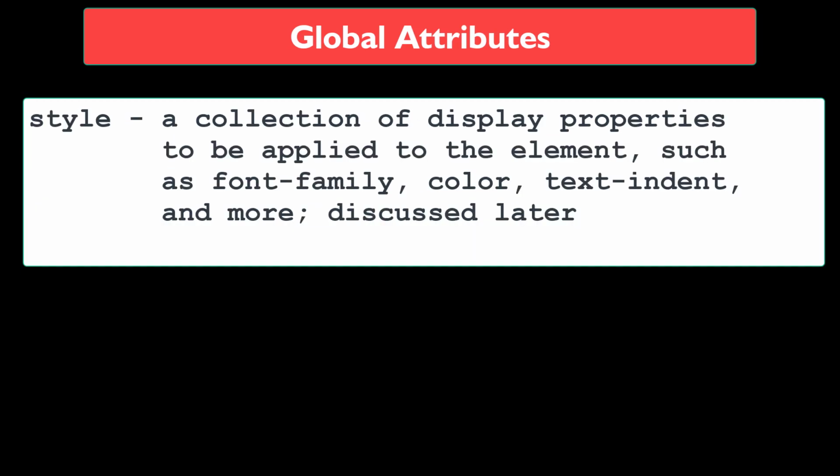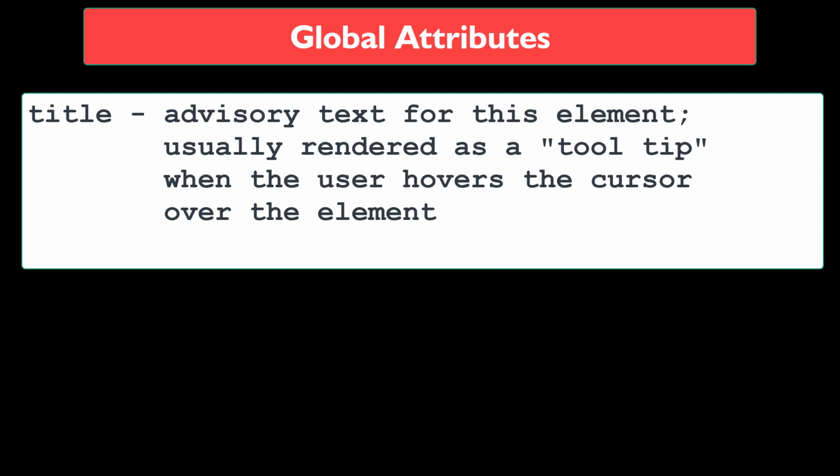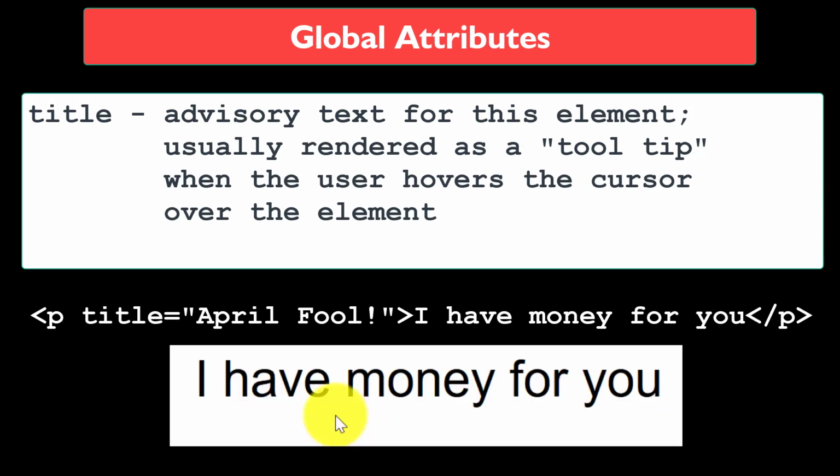The style global attribute is a collection of display properties to be applied to the element, such as font family, color, text indent, and more, discussed later. And then title. It has advisory text for the element. Usually it's rendered as a tooltip when the user hovers the cursor over the element.